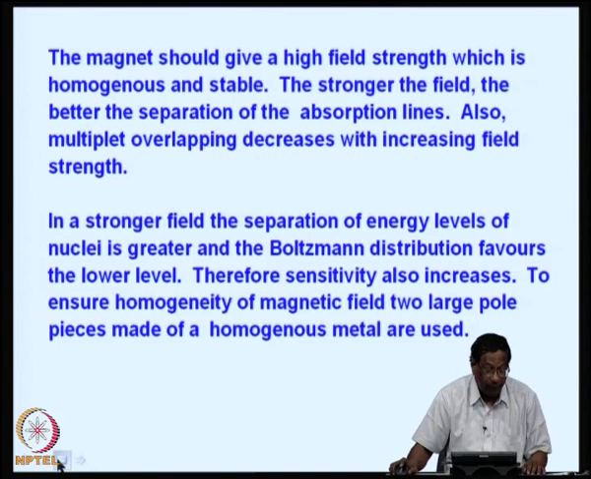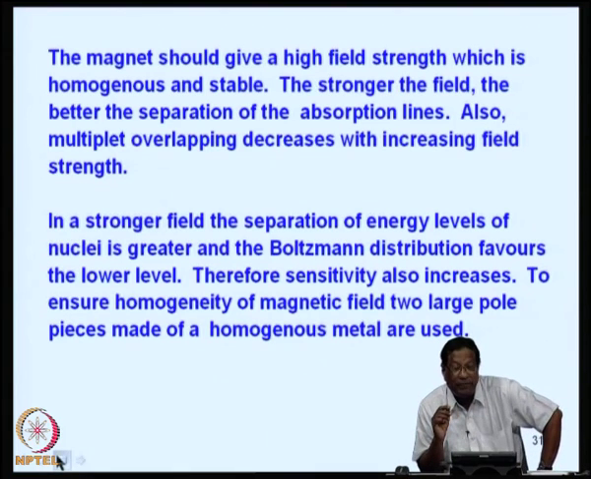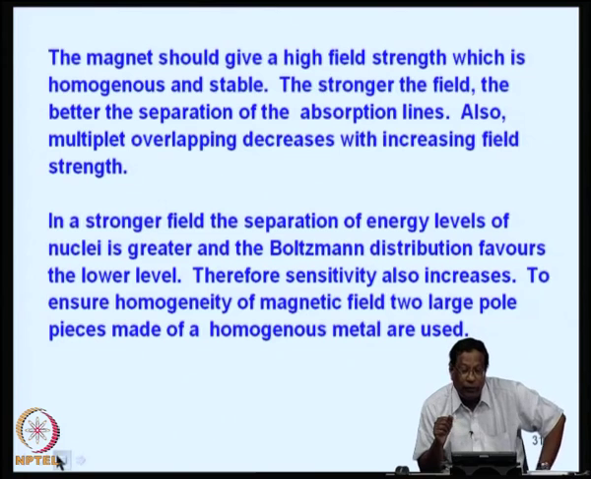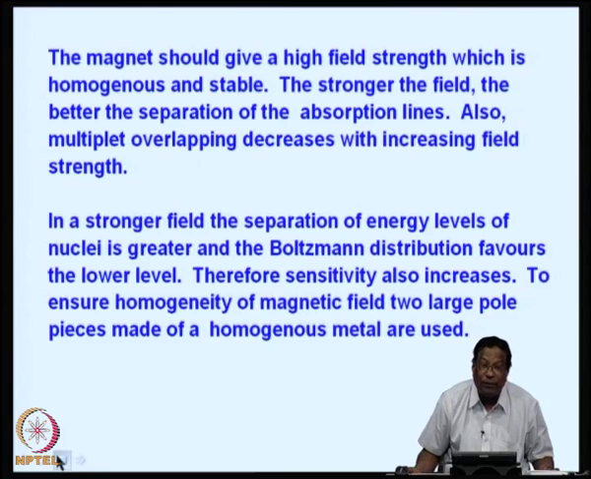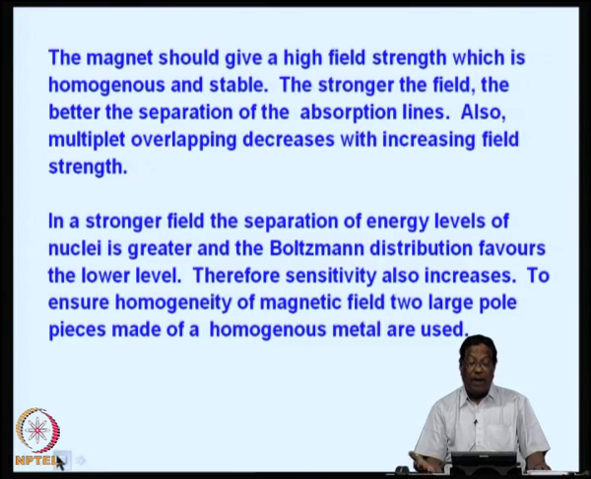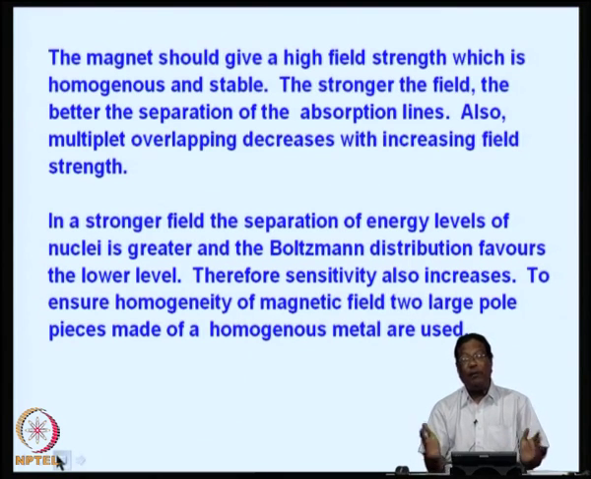The magnet should give a very high field strength which is homogeneous and stable. The stronger the magnetic field, the better is the separation of the absorption lines. Also, multiplet overlapping decreases with increasing field strength. If a stronger field is applied, the separation of the energy levels of the nuclei would be greater, and the Boltzmann distribution favors the lower energy level. Therefore, sensitivity also increases, because more nuclei are at the lower energy level.